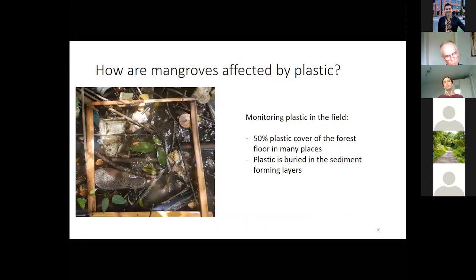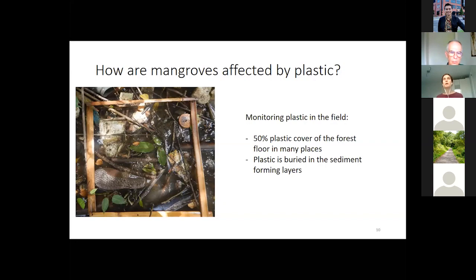And then the second problem that I wanted to discuss, the amounts of plastic. So we visited all these different mangrove locations and we noticed that there was a lot of plastic lying around. So we just started monitoring that and used quadrats placed at different locations in the forest to estimate and quantify the number of plastic items and the plastic cover. And we found that in many places it was almost 50% or more of the mangrove floor that was covered with plastics. And not only that, but it was also buried in the sediment.